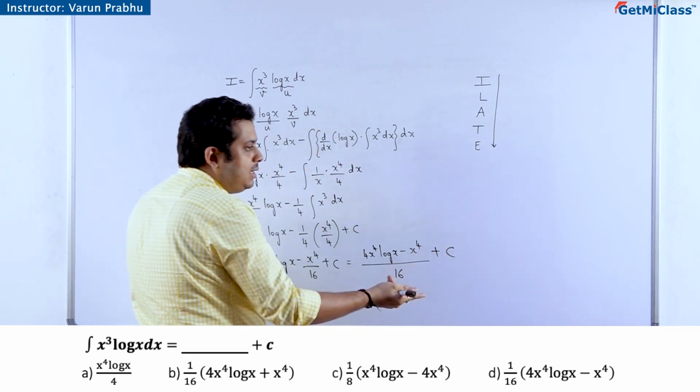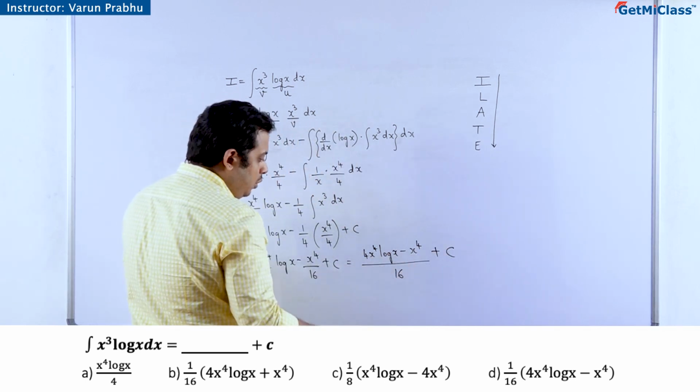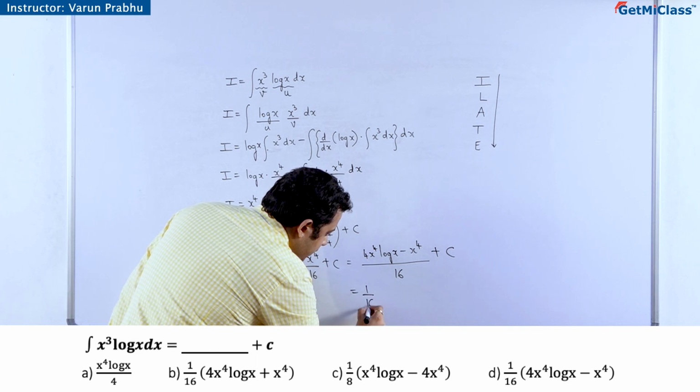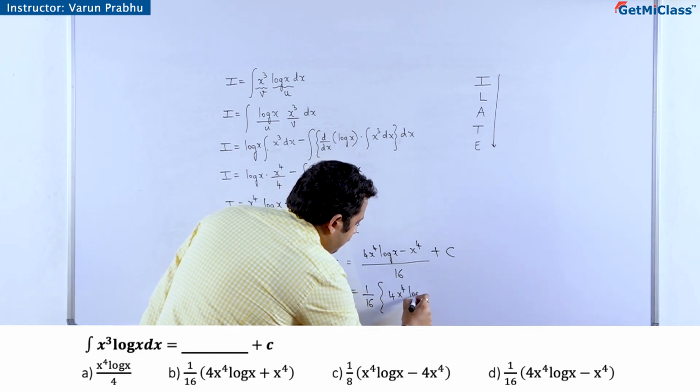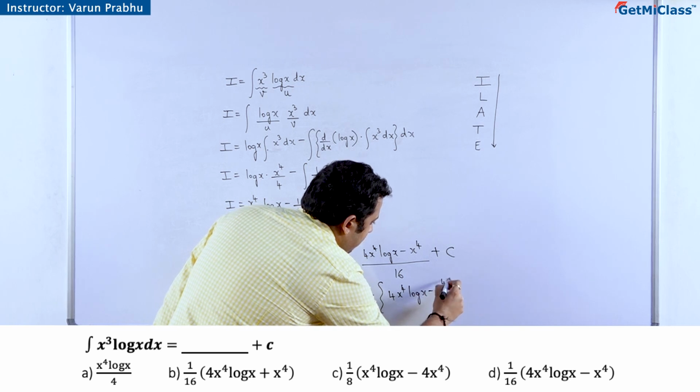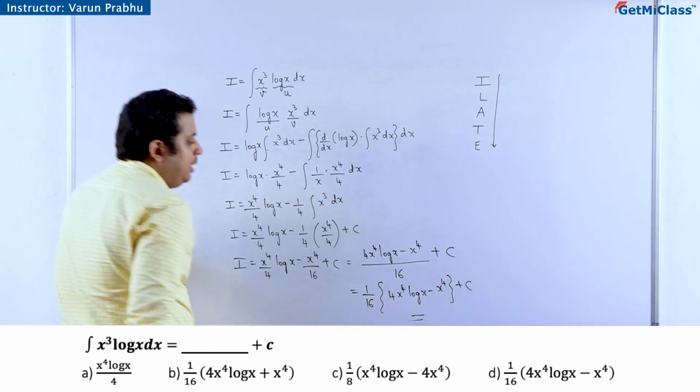The constant c, even if it is 16c also, 16 into a constant is a constant only, right? So your answer which is seen here is in the form like this: 1 by 16 into 4x to the power 4 log x minus x to the power 4 plus c. This will be the answer to the question.